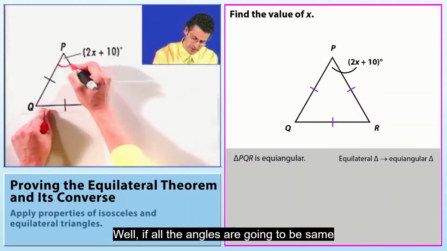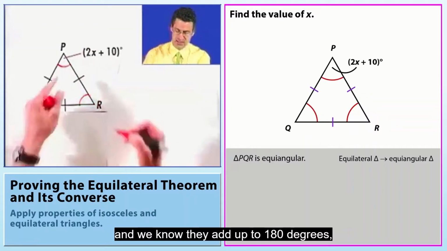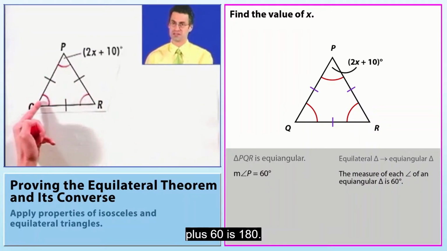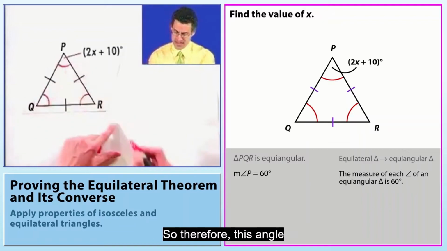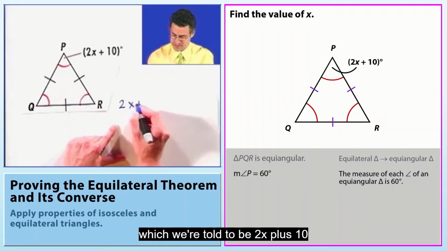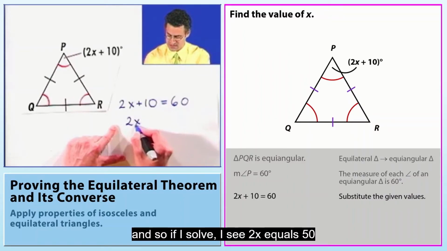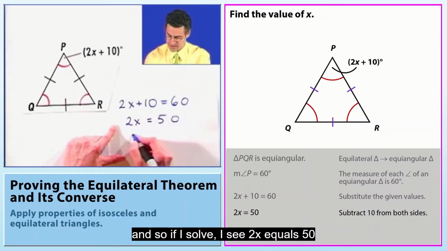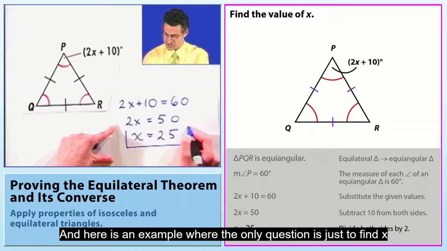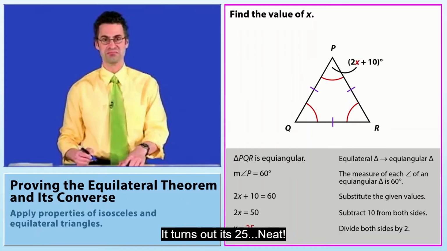If all the angles are going to be the same, and we know that they add up to 180 degrees, then we know each one has to be 60. 60 plus 60 is 120, plus 60 is 180. So this angle, which we're told to be 2x plus 10, where x is just some unknown, has to be 60. And so if I solve, I see 2x equals 50, and so x equals 25. Here's an example where the only question is find x, and so I found it. Turns out it's 25. Neat.